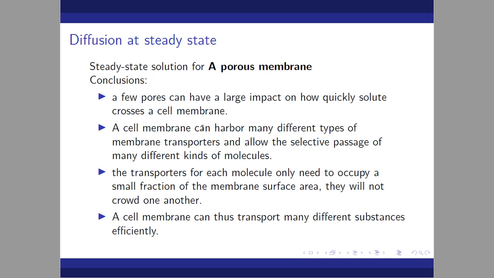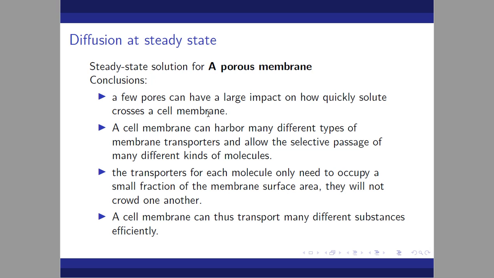And a cell membrane can harbor many different types of membrane transporters and allow the selective passage of many different kinds of molecules. Okay, so here we can see that by having different pore sizes, different channels, different molecules can pass through that channel.